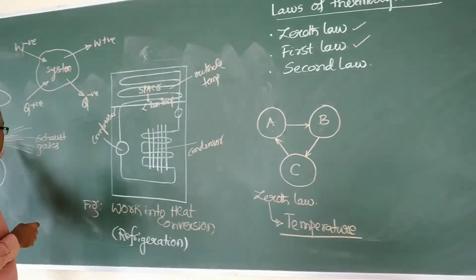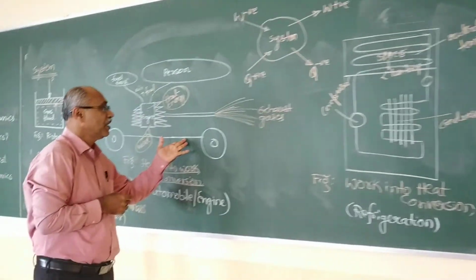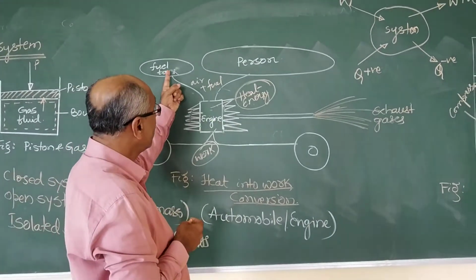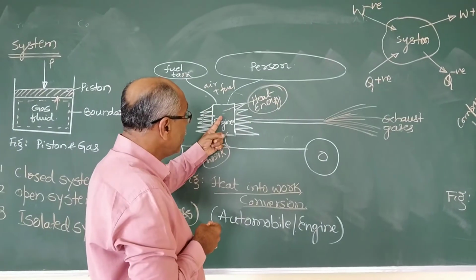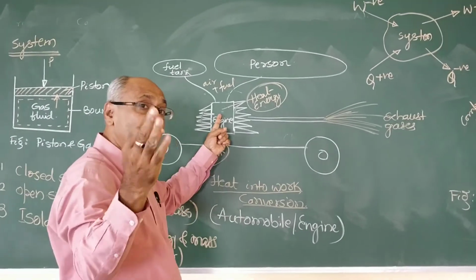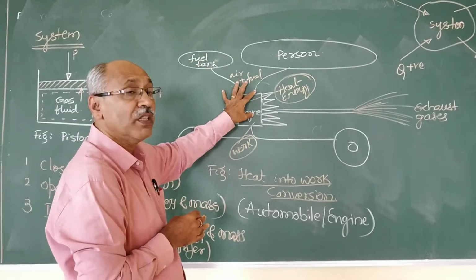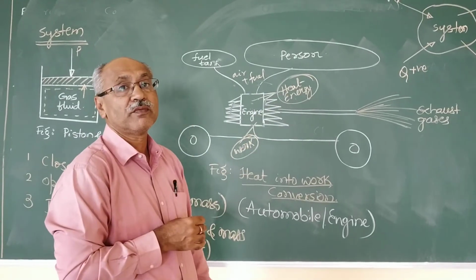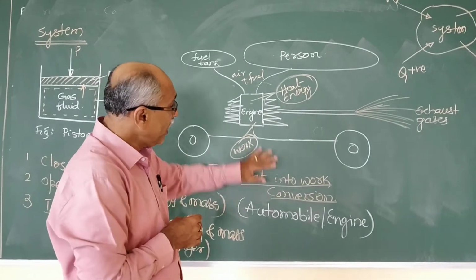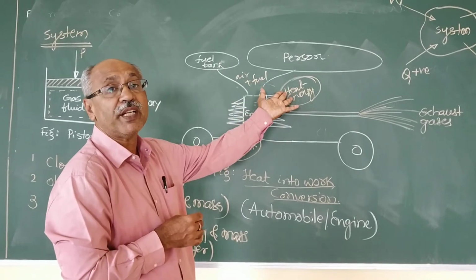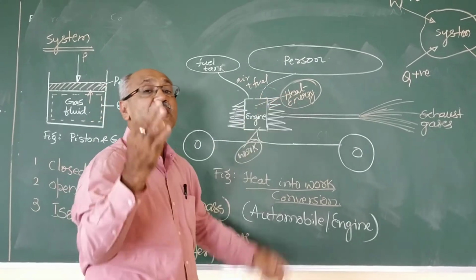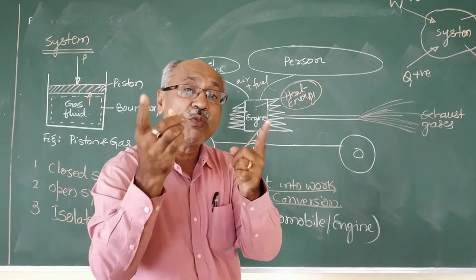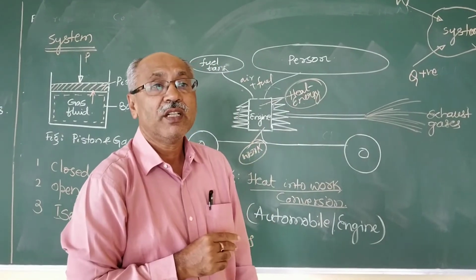Look at this sketch now, which we have discussed just now. Here, heat energy produced by the conversion of chemical energy of the fuel is converted into work. That means heat is converted into work. Similarly, work also can be converted into heat. That is the first law of thermodynamics. Heat and work are mutually convertible to each other.